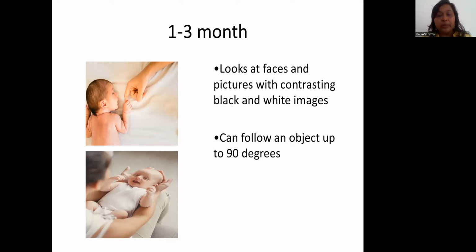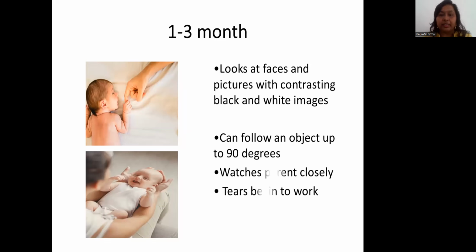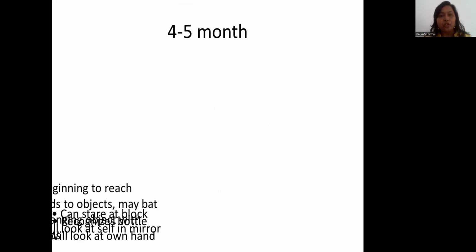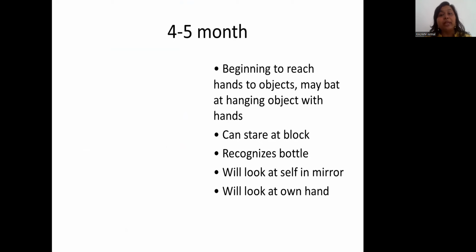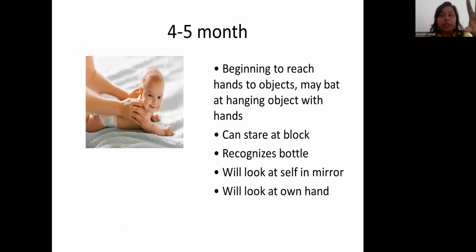They can follow an object at 90 degrees. So from this is 0, they'll turn their neck till 90 degrees. They watch the parent closely and tears begin to work. At 4 to 5 months, the child will begin to reach hands for an object. They may bat at hanging objects. As you know, they play with the toy. They can stare at a block, recognize a bottle, and will look at themselves in the mirror.